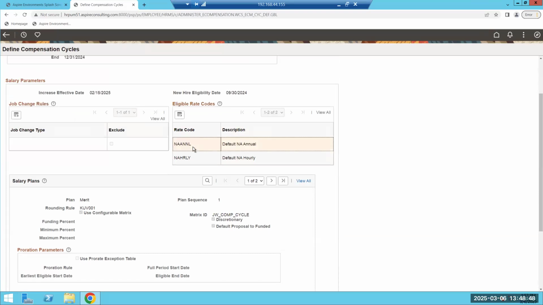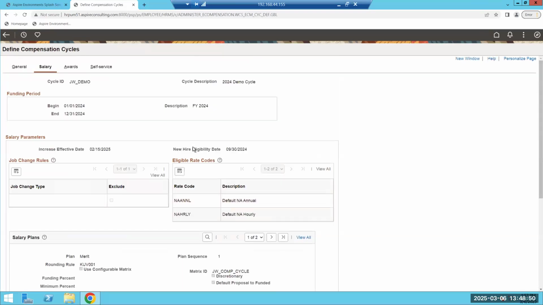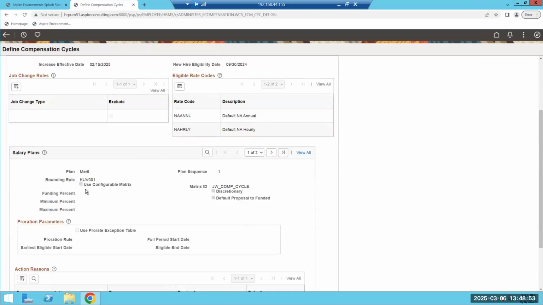And we'll see an example of that. So this is the merit, it's using a matrix. When we look at the equity, we're not using a matrix. For the equity, we're just saying, hey, it's 0.5%. And we did the minimum as 0.5 to 5. So this is taking 0.5% of everybody's salaries to come up with that pool of money, that funding that can then be used.